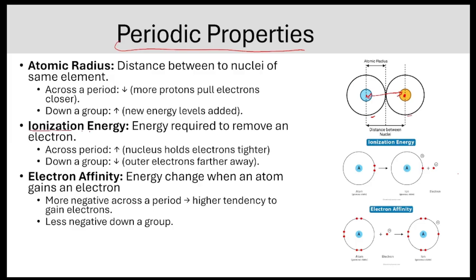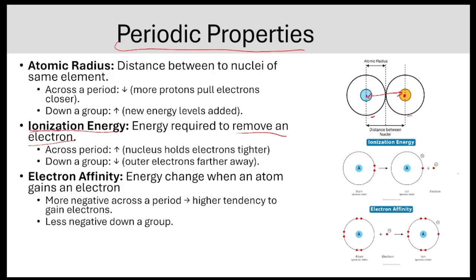And then we have ionization energy. Ionization energy is defined as the energy required to remove an electron from an atom, or in other words, the energy required to form a cation, meaning we have fewer electrons and more protons, resulting in a net positive charge.